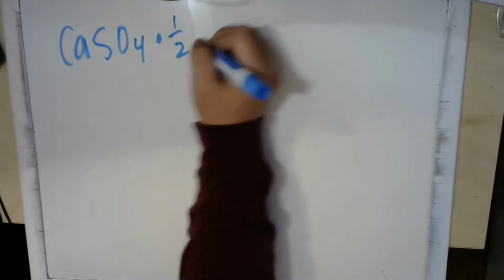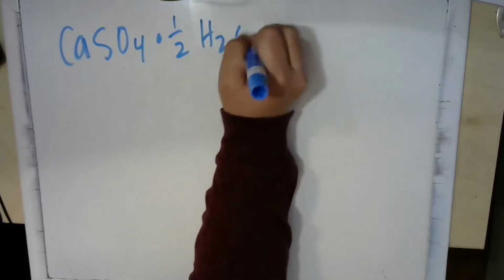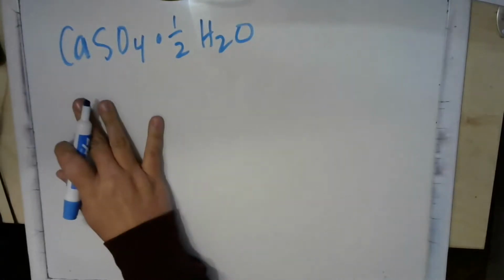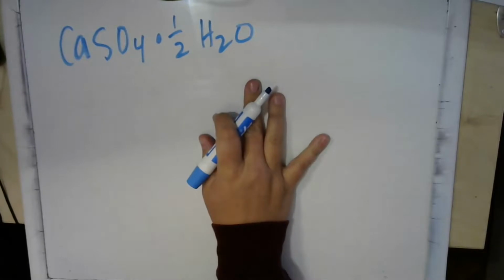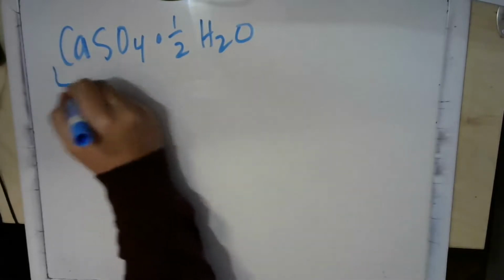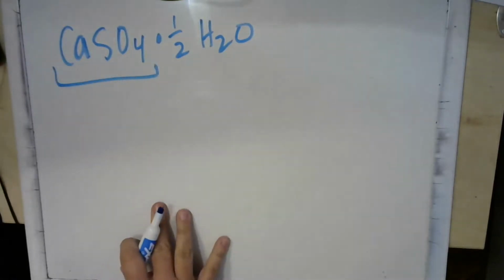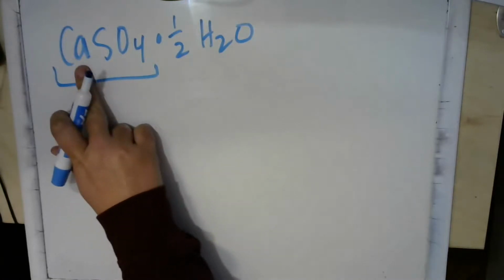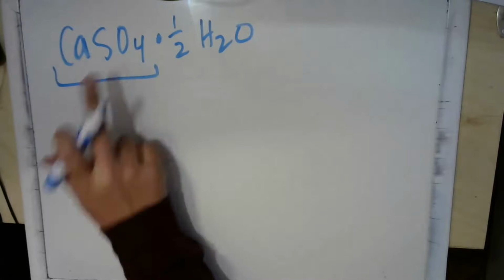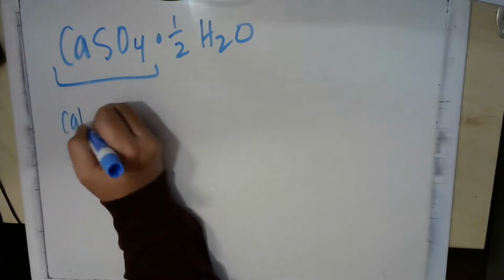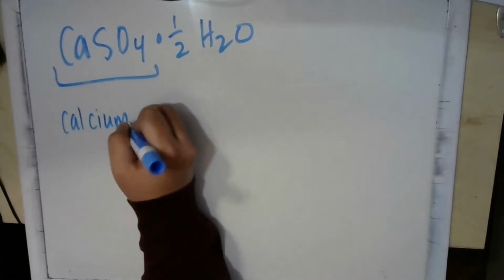Okay, so say you have this, and then you have a dot, and then a half H2O. Okay, and you were just told to name this thing. You're going to start just by naming the first part. Okay, so you're like, all right, this is a type 1 metal. That's a polyatomic ion. So that's calcium sulfate.